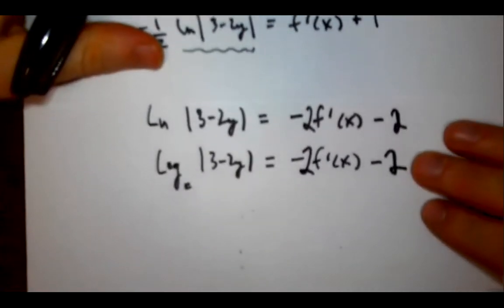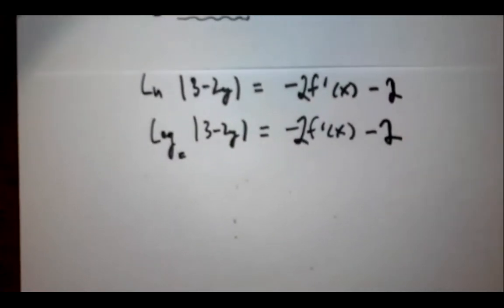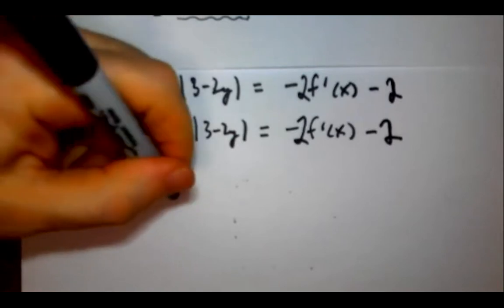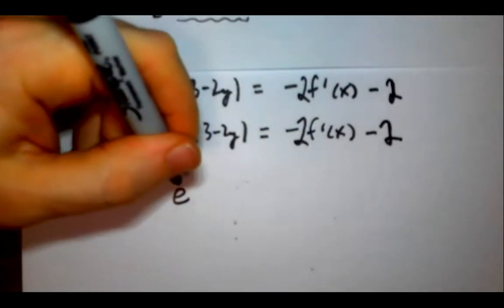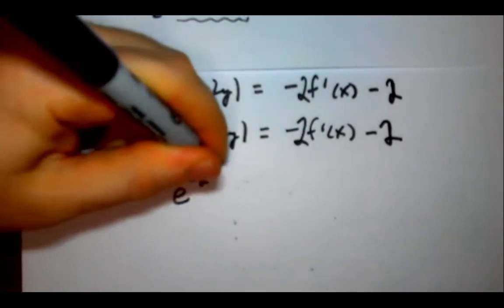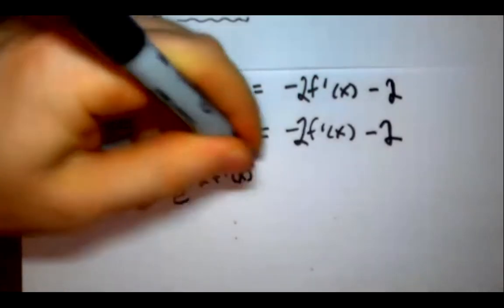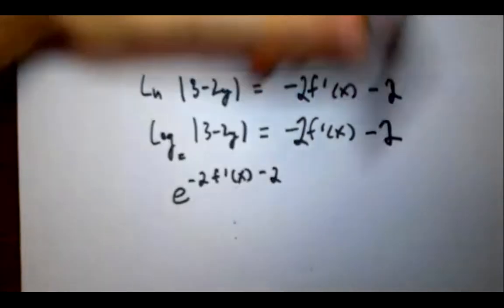All right. Okay, Helen, so now what? So then you would get e to the power of -2 f prime of x minus 2 equals the 3 minus 2y.